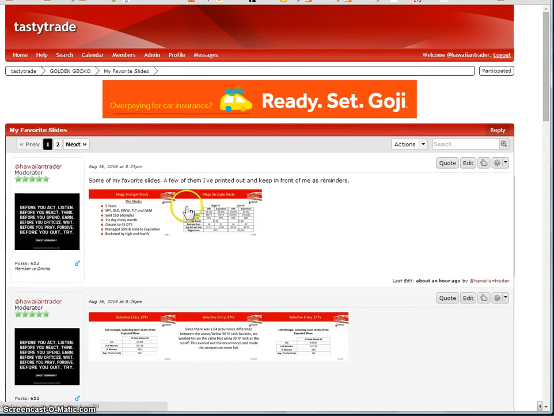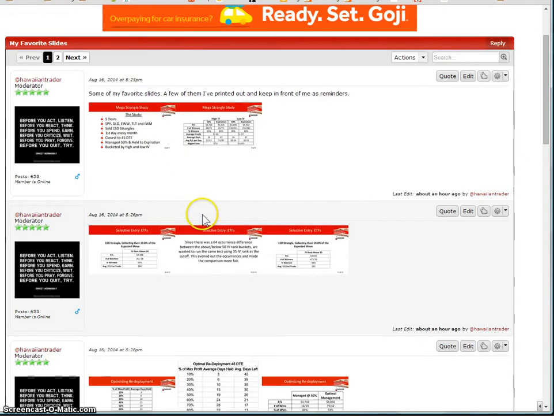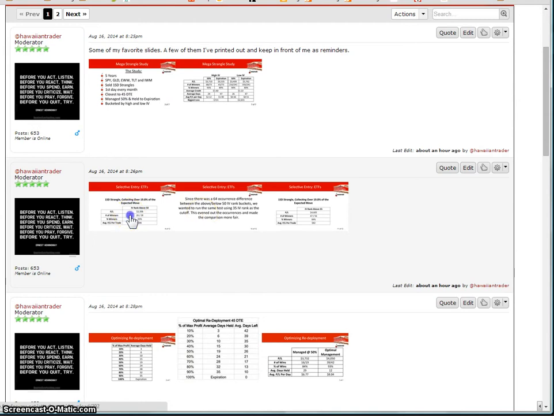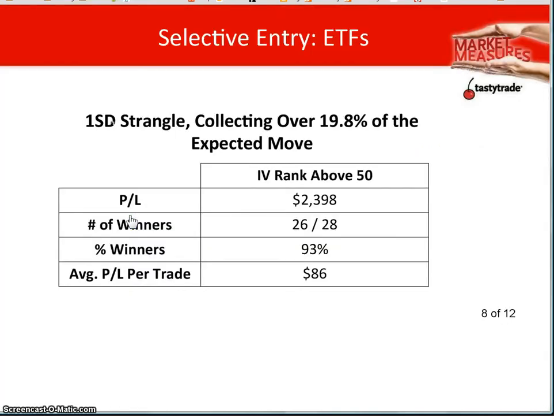Okay, this first one is a mega strangle study. It just goes to show you how strong just being non-directional can be. This one right here, selective entry ETFs, is showing you that if you look at an ETF with its IV rank above 50 and you collect at least 19.8% of the expected move, look at your percentage of winners. Okay, you have a 93% win rate.